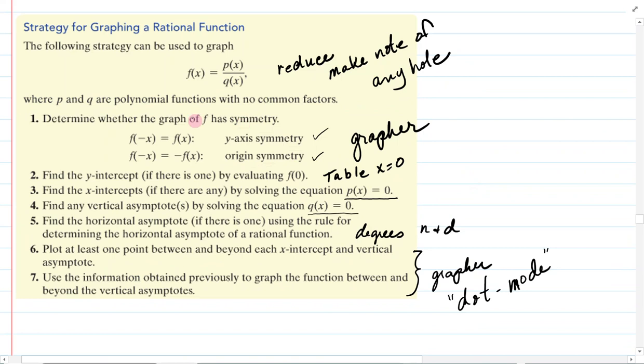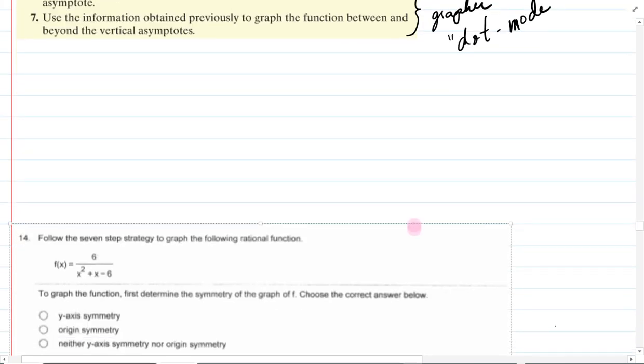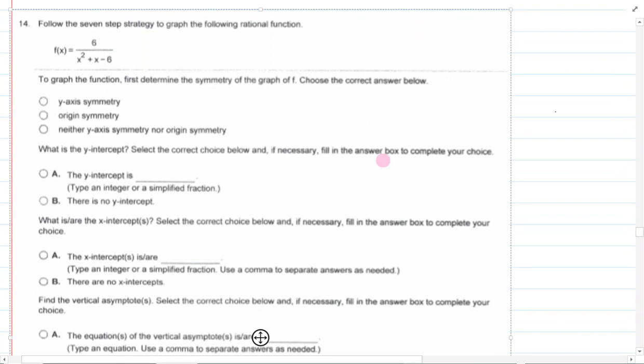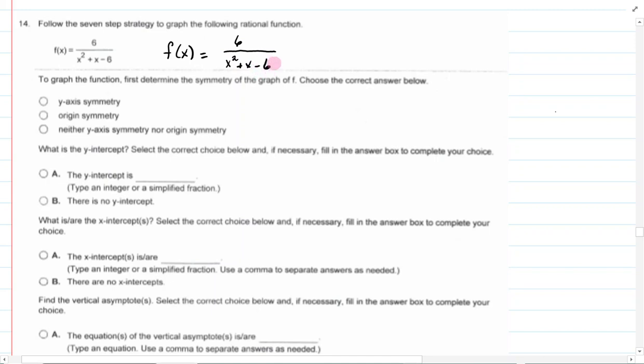They do talk in here about the formal test to see if there's y-axis symmetry or origin symmetry, and instead we're really going to look at our grapher to determine that. Let's take a look at number 14. We have f of x is equal to 6 over x squared plus x minus 6.